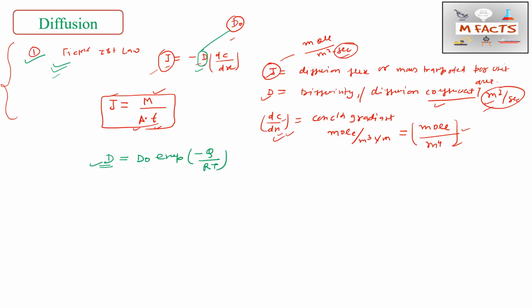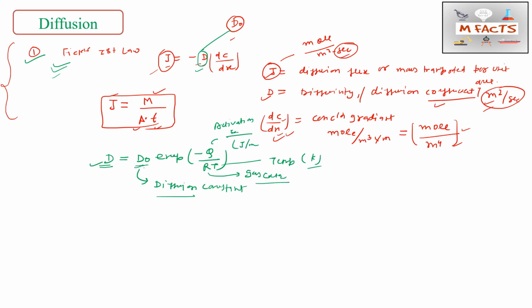What is this D? D is basically diffusivity or diffusion coefficient, but this D naught is the diffusion constant. This Q is activation energy, R is gas constant, and this T is temperature. Always we will take it in Kelvin. And what is the unit of this activation energy? Joule per mole. This R is the gas constant. This D and D naught have the same unit, that is meter square per second. Okay, so this is all about Fick's first law. Now we will see Fick's second law.